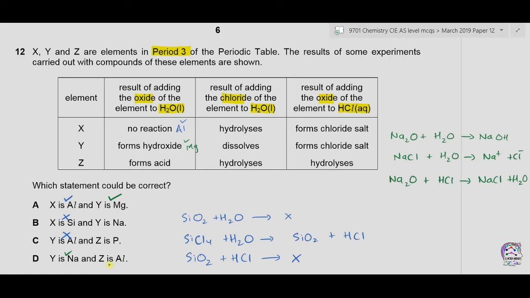Then let's move towards Z. Z is aluminum. The first one is that aluminum oxide reacts with water to form acid. As we know that aluminum oxide does not react with water, so therefore this is incorrect. So therefore the only correct option is A.